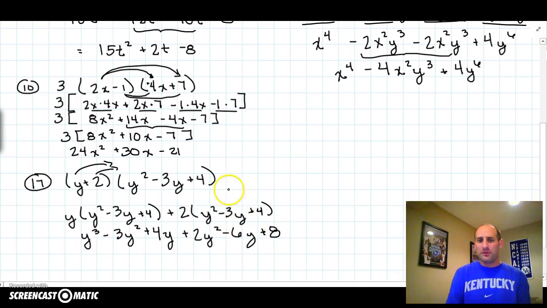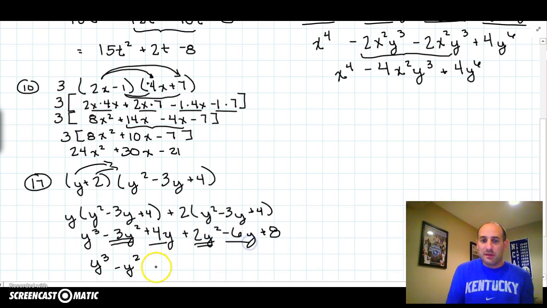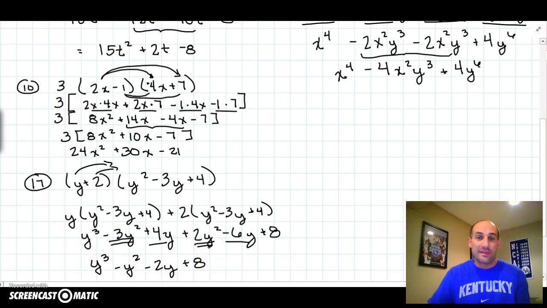Now let's see what we can group together. Y cubed has no like terms. There's nothing else that's cubed on here. Negative 3y squared and 2y squared is going to give me minus y squared. 4y minus 6y is negative 2y, and finally we get the 8 on the end, so that's where we end that problem.